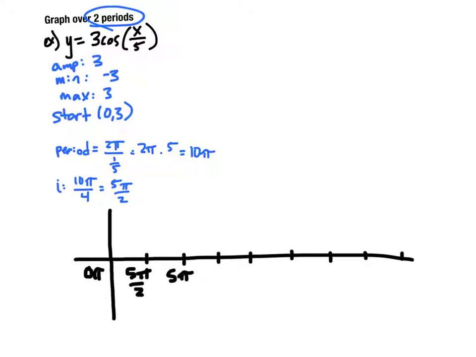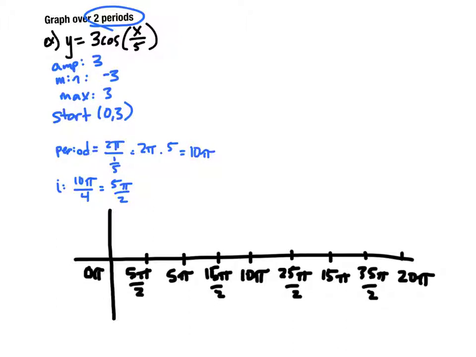Okay, after 10 pi over 2 I go another 5 to 15 pi over 2. Another 5 puts me at 20 pi over 2, which is 10 pi. And look, that's my first period right there. Okay, now I'm at 25 pi over 2. Another 5 would be 30 pi over 2, which is 15 pi. 35 pi over 2. And then 40 pi over 2 is 20 pi.